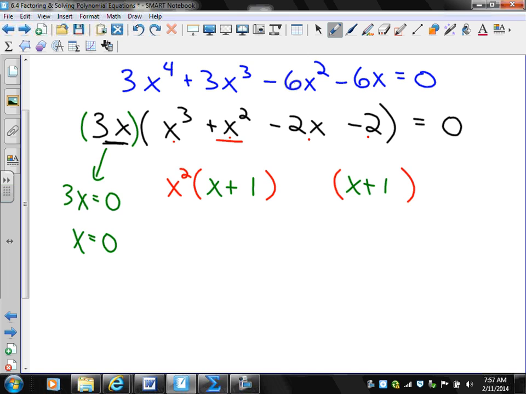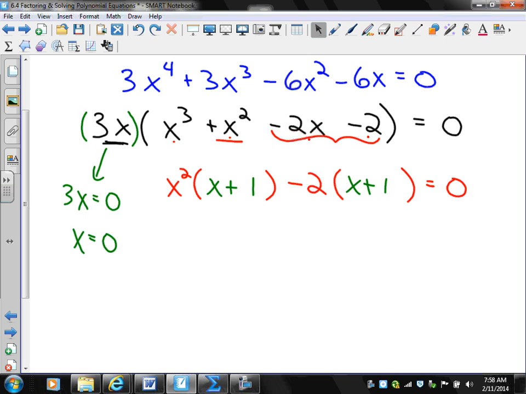I'll put my equals 0. And now I just need to figure out for myself, well, what do I need to pull out of negative 2x minus 2 so that I'm left with an x plus 1? Well, hopefully you said that you need to pull out a minus 2 out of that.